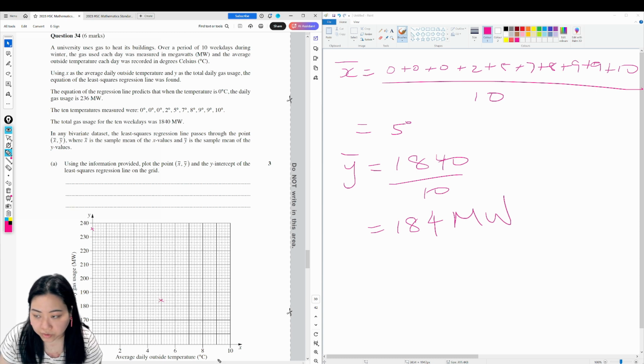Then you just draw a straight line from there, like that. And we've done that one. That one's worth 3 points. I should probably write the point down like that.